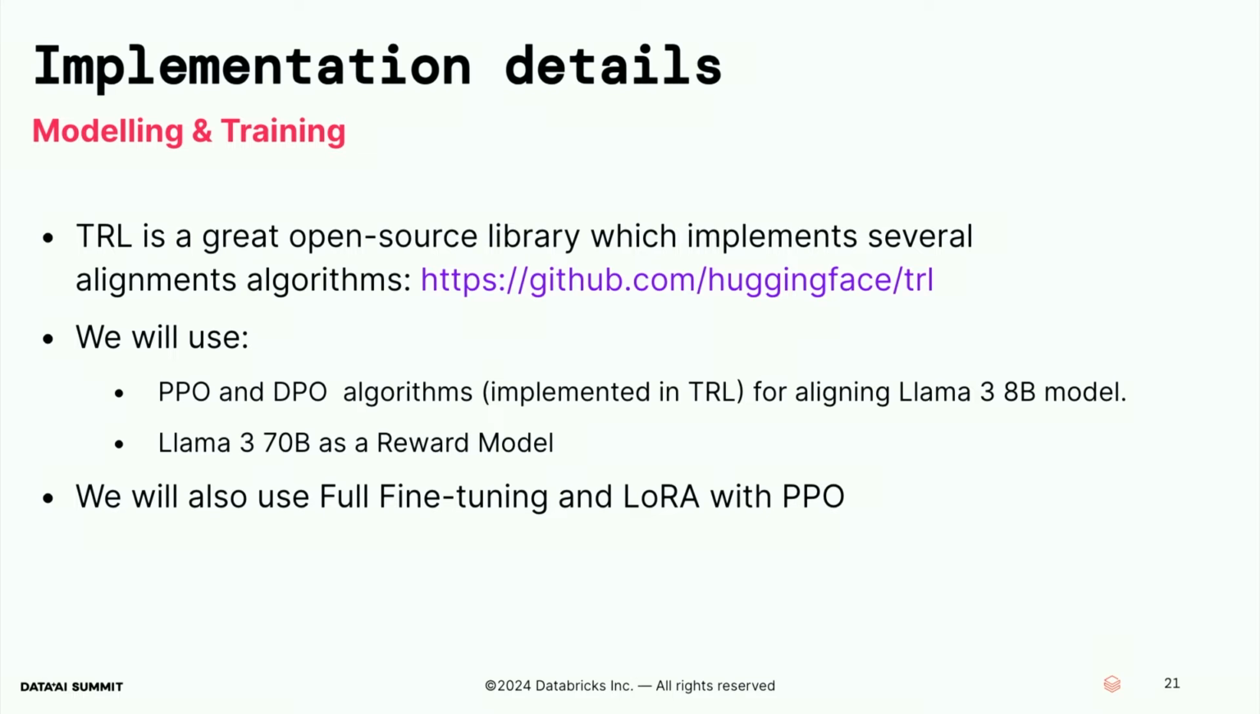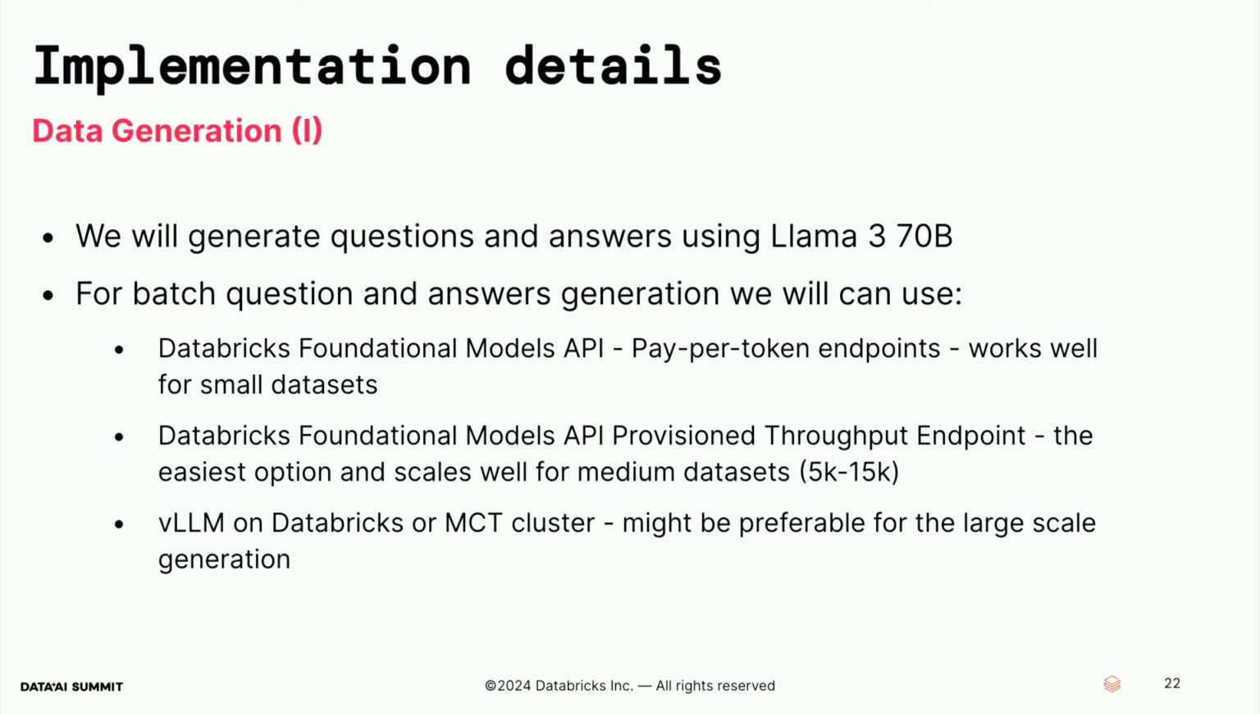We will be tuning the Llama 3 8B model with both PPO and DPO, and we will use Llama 3 70B as a judge. We will actually use the same 70B model to generate the data and to do the final evaluation. We will do full fine-tuning, and we will try low-rank adaptation as well. Full fine-tuning means we're going to update all the weights we have in our model, and LoRA means we just train a small adapter on top of the model, which requires less GPU memory.